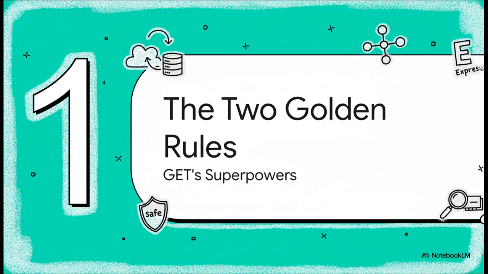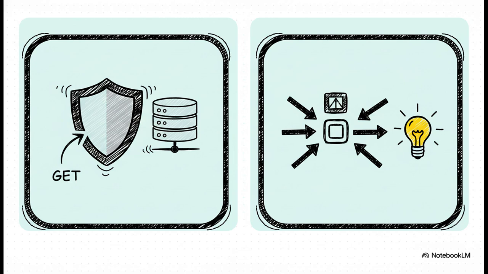Okay, so what makes GET so reliable and so essential? Well, it comes down to two core principles. I like to think of them as its superpowers, because they guarantee that things are going to behave predictably and efficiently every single time. Let's break them down. And these two superpowers have names, safe and idempotent. Safe just means the request won't mess with anything on the server. And idempotent means you can make the request once or 100 times and you'll always get the exact same result. So let's see what that actually looks like in practice.